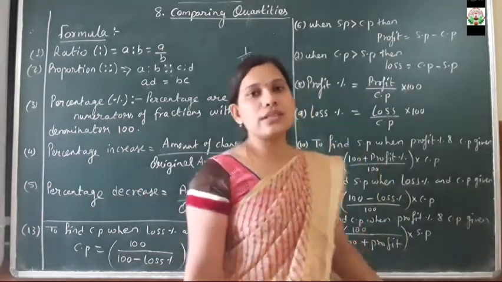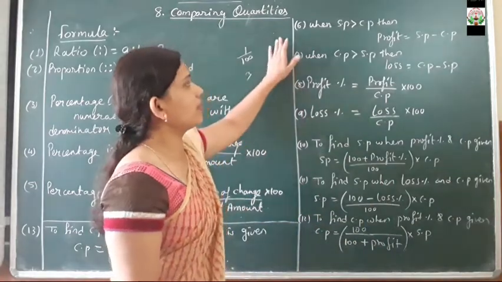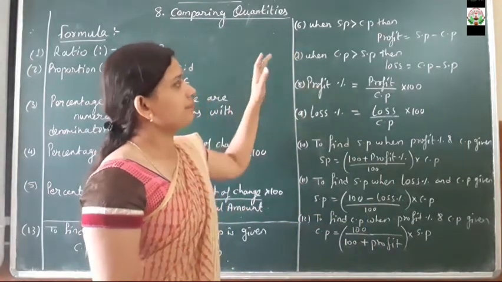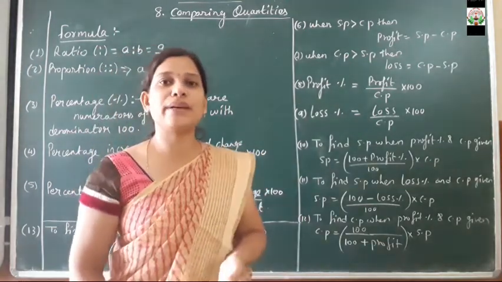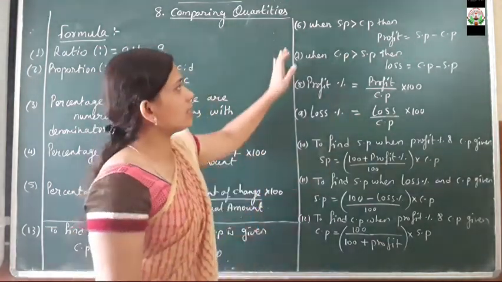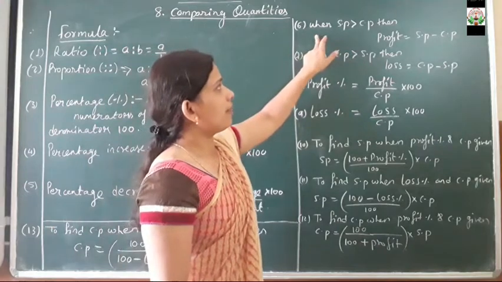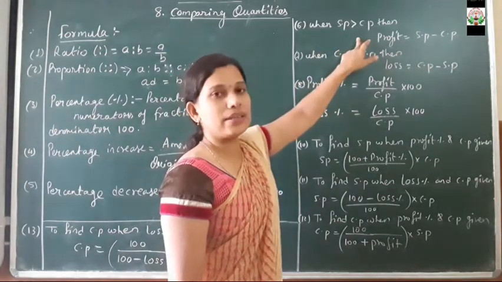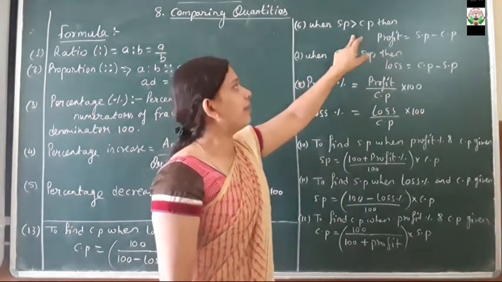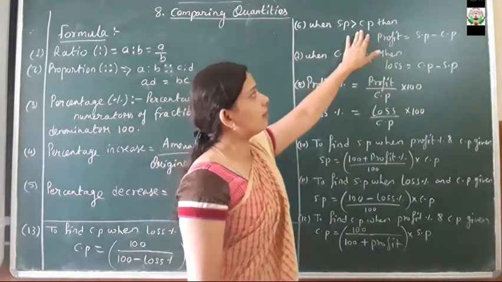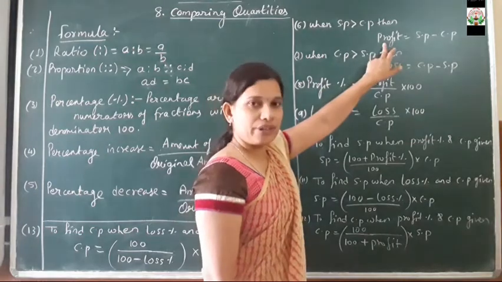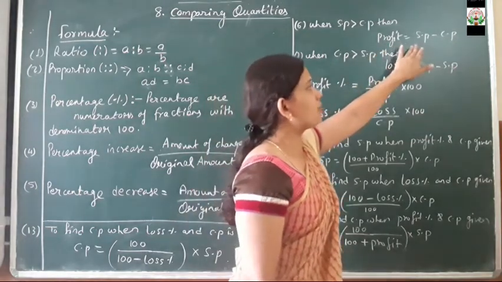Now moving toward the next formula, that is formula number 6. From the 6th to the 13th formula we are going to find about the selling price and the cost price. So what is the selling price? SP means selling price and CP means cost price. When selling price is greater than cost price, then profit is equal to selling price minus cost price.